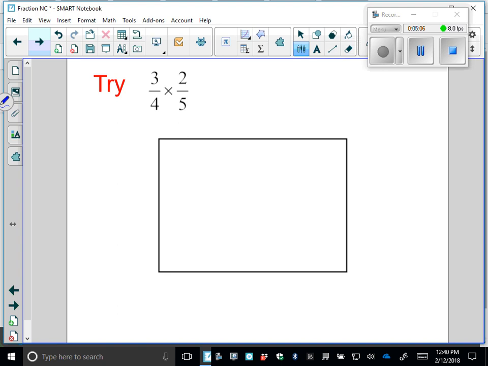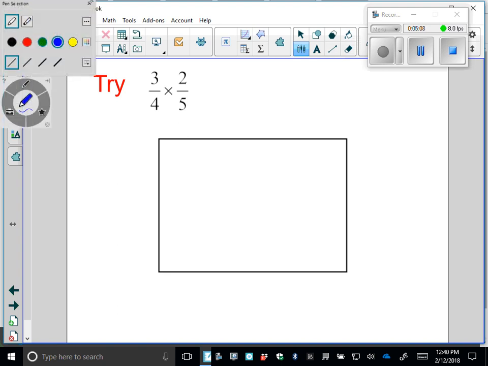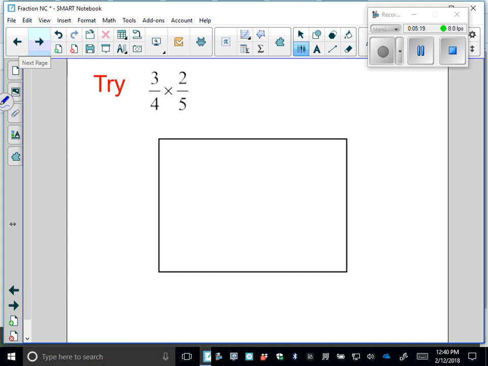So take a minute if you're trying to figure this out and pause the video and try this yourself. And then when you're done, play it again and you can go through it with me. So when I look at this one, I have 3/4 of 2/5. So I'm going to take my area model and divide into 5 sections.